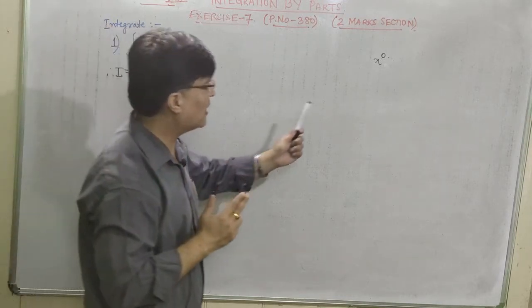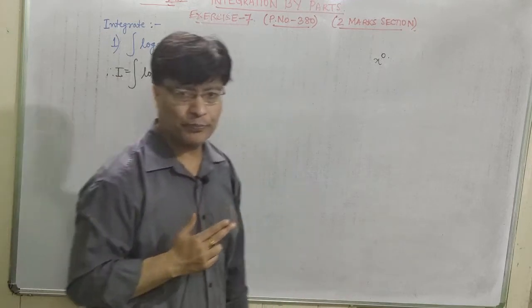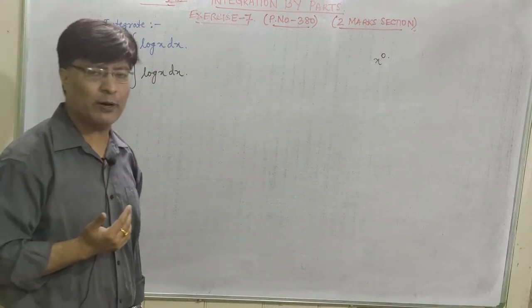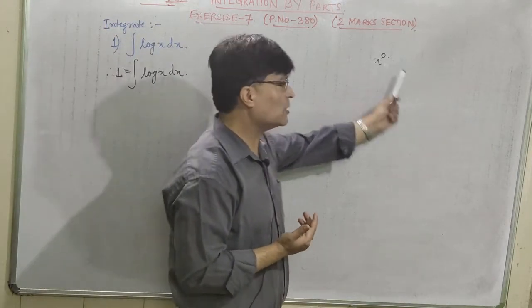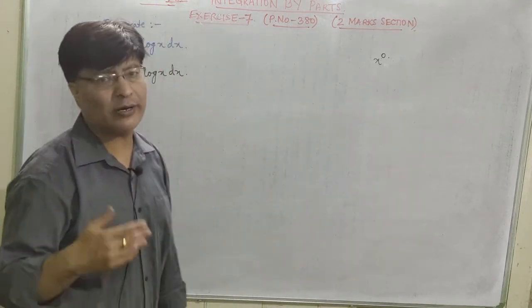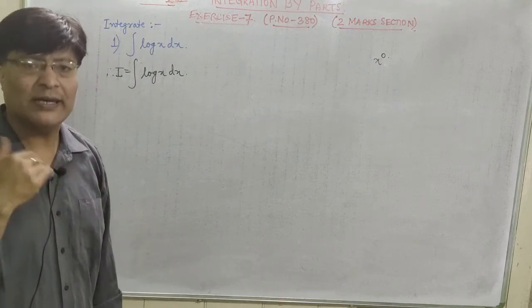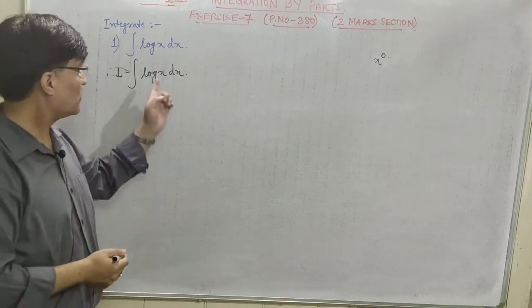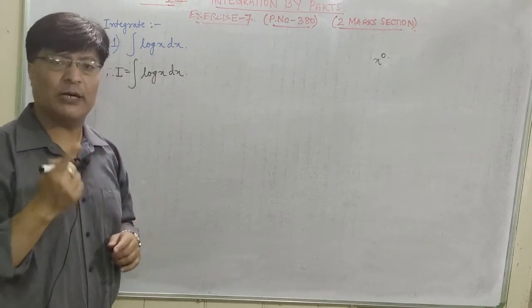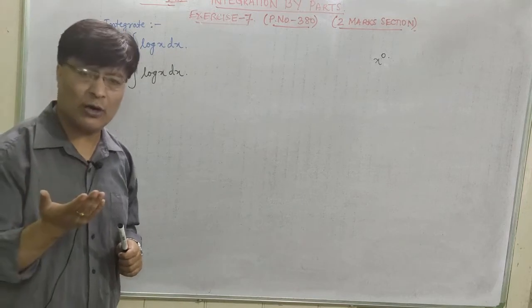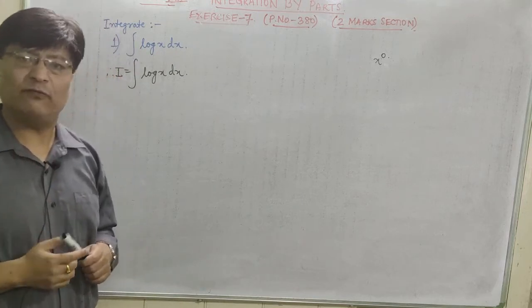And 1 can be written as x to the power 0, or it may be e to the power 0. So this function may be taken as an algebraic function or an exponential function. So actually it is log x multiplied by 1, and 1 can be taken as an algebraic function or an exponential function.